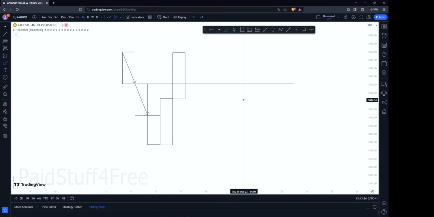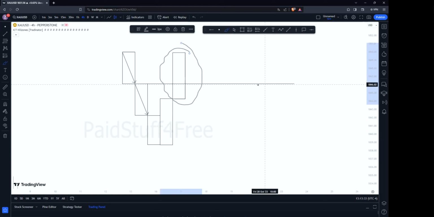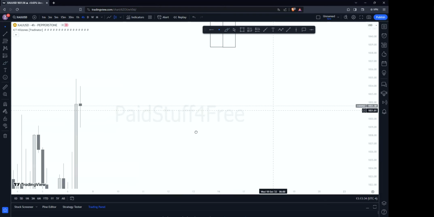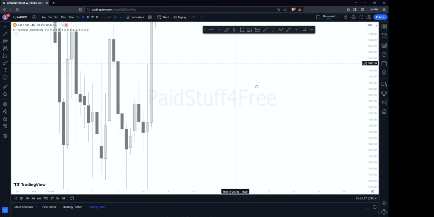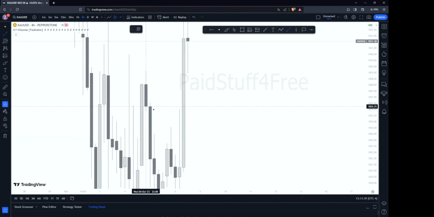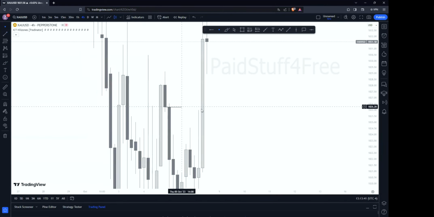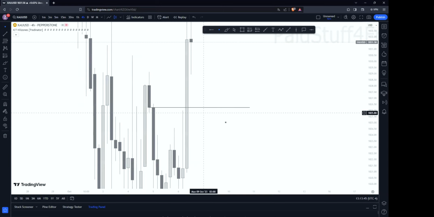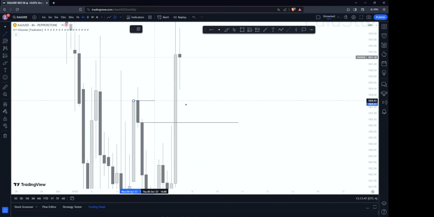Is this level still fresh? Yes, it is still fresh, simply because it is a body and not a wick. Let me show you another example right here. See this gap right here? It is fresh, and then a body went through it. So is it still fresh? Yes, it's still fresh. Now, see this A level right here? Drag it to the right. There is a body through it. This level is still fresh.